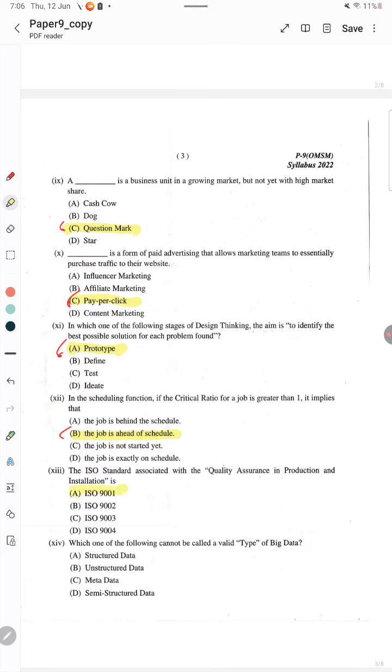Which one of the following cannot be called a valid type of data? Big data, structured data, unstructured data, metadata and semi-structured data. So metadata is the correct answer. Please make note of it. Metadata is the correct answer.